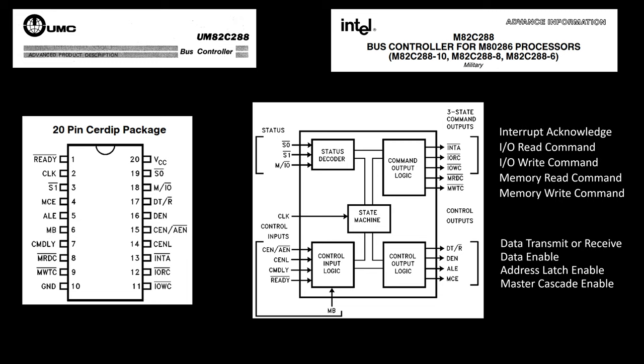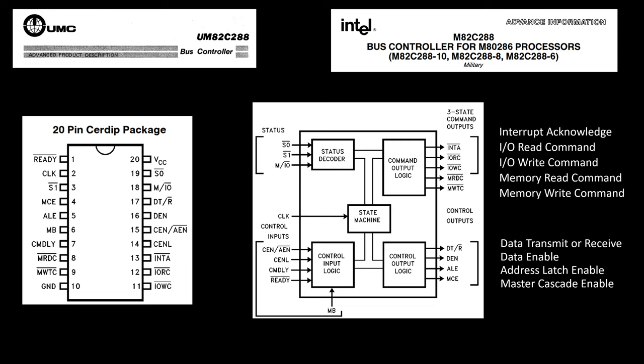There's a data transmit or receive, so I'll know if I am trying to send or receive data by the processor. That's going to help me when I get to my data transceivers so that I know which direction I should be allowing the signals to go, from A to B or B to A. And I'll show you that coming up here shortly. And then also a data enable, should I be letting anything through those transceivers. Address latch enable, should I be latching the current values on the address bus into those latches.